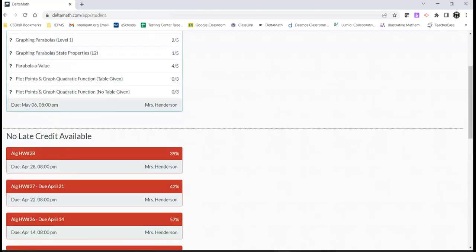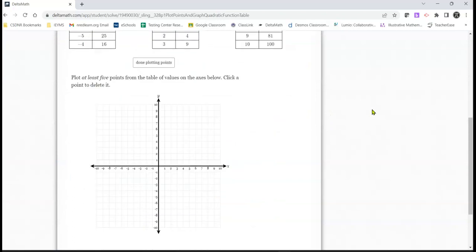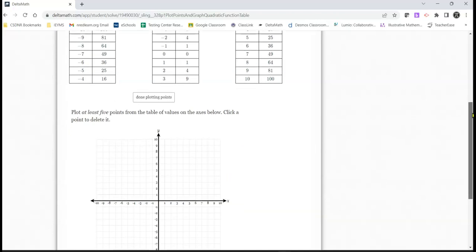Okay, next topic. Plot points and graph a quadratic given a table. So instead of using your calculator, you're just going to look at these tables here and find points that fit. So you've got to plot at least 5, but then you've got to draw it yourself. So let's see, I'm going to do -3, 9, -2, 4, -1, 1, 0, 0, 1, 1, 2, 4. You'll notice the symmetry here. I almost don't even need to look at my graph.